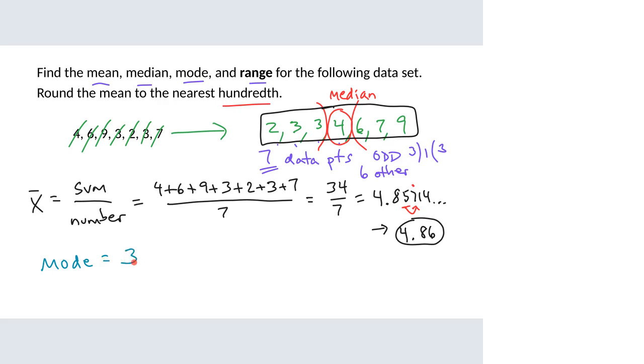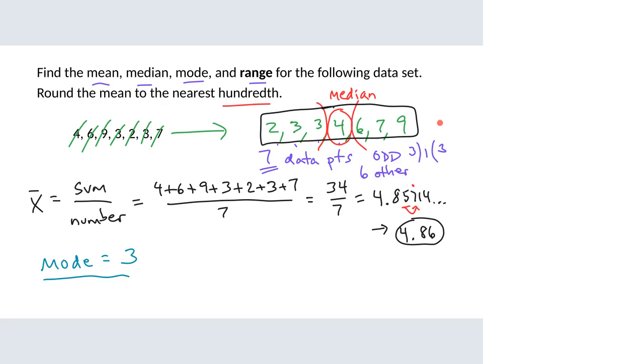Our mode here is 3. That's the data point that occurs more than the others. The fact that it occurs twice is not important. We're identifying which data point occurs the most. It doesn't matter how many times it shows up. It occurs more than the others, so that's the mode.